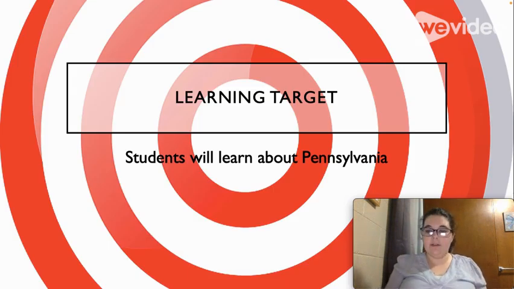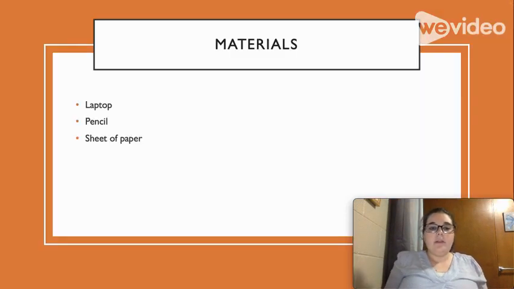And our learning target is that we will learn about Pennsylvania. That's basically what it is. Now, the materials that we're going to need for today are our laptop, our pencil, and a sheet of paper.